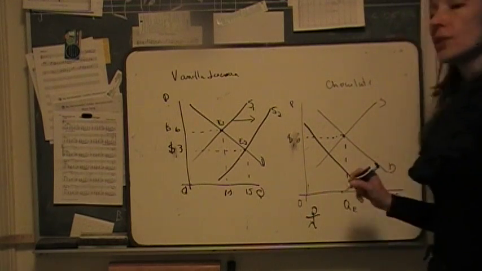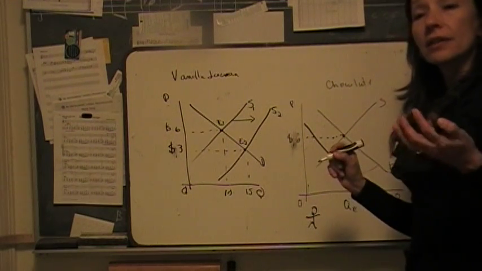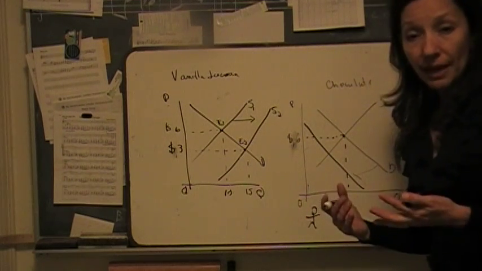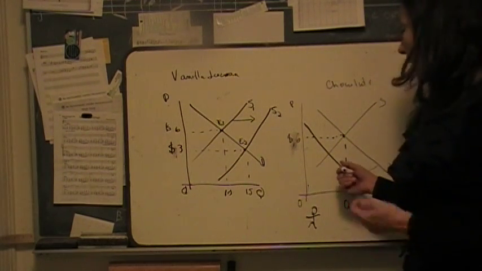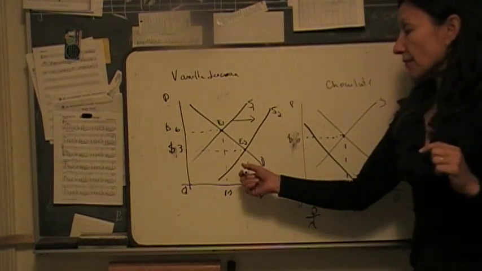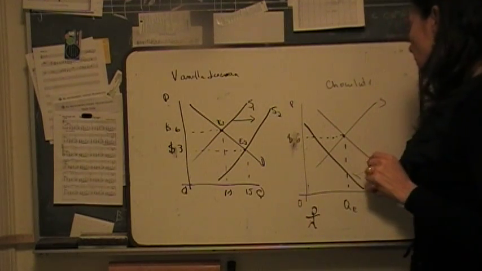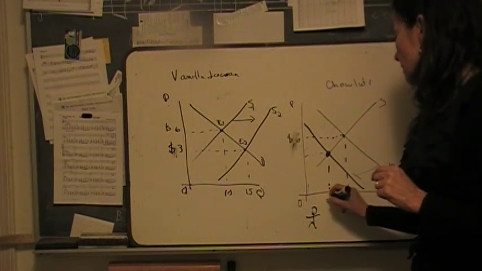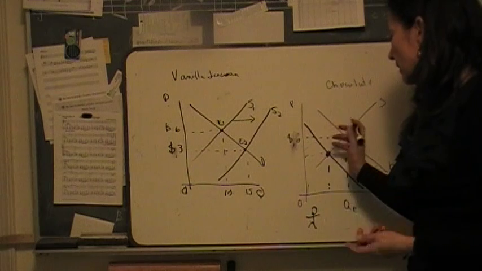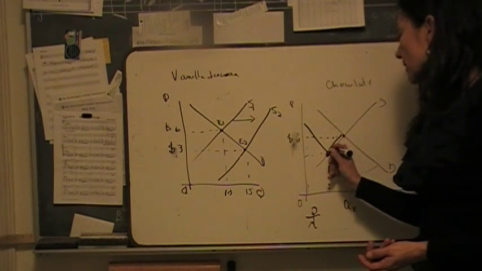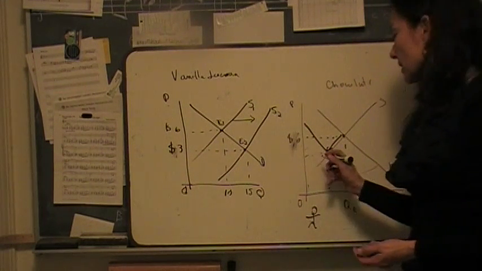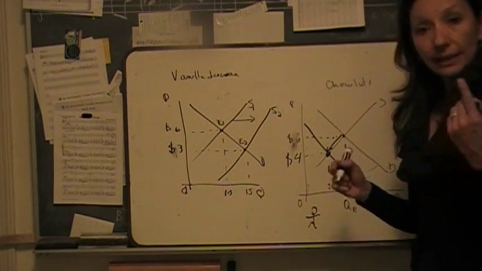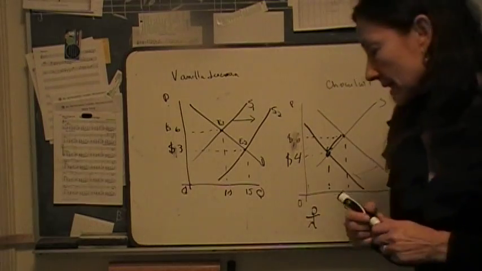Okay, so you want to remember that one of those shifters of our demand curve is number of buyers. So as people see that the price of vanilla ice cream has gone down, then we're going to have people leaving this market. Okay. And then of course when that happens, the quantity supplied over here is going to decrease, and we're going to have a decrease in price. Okay. All right, that's 1C.